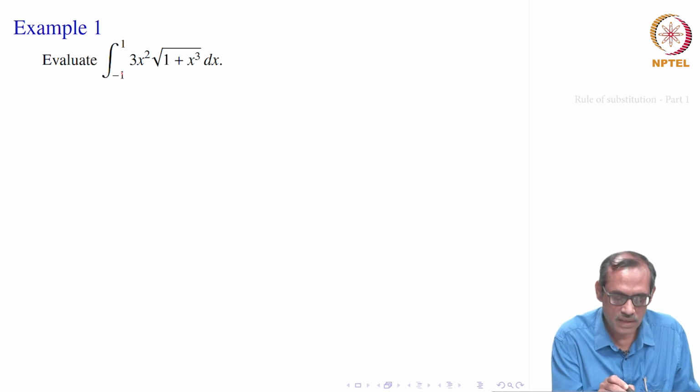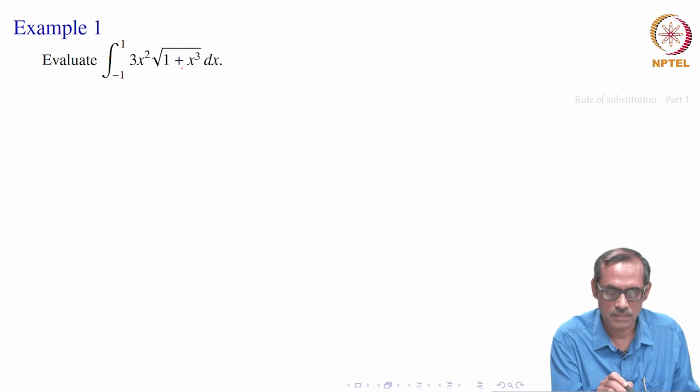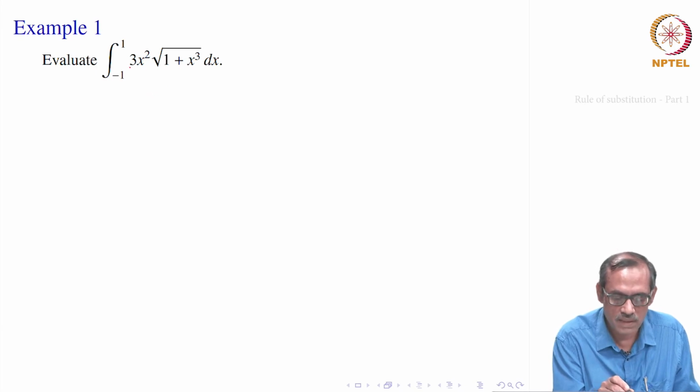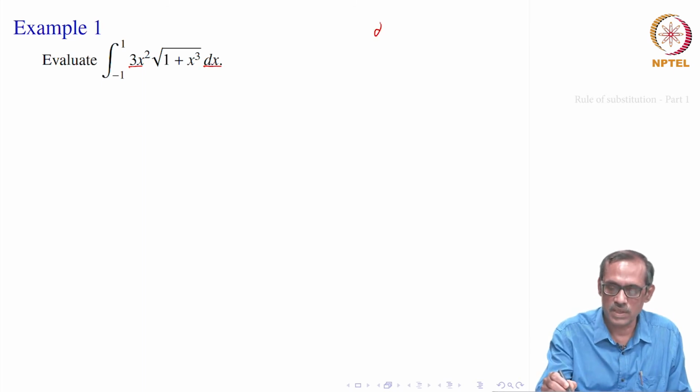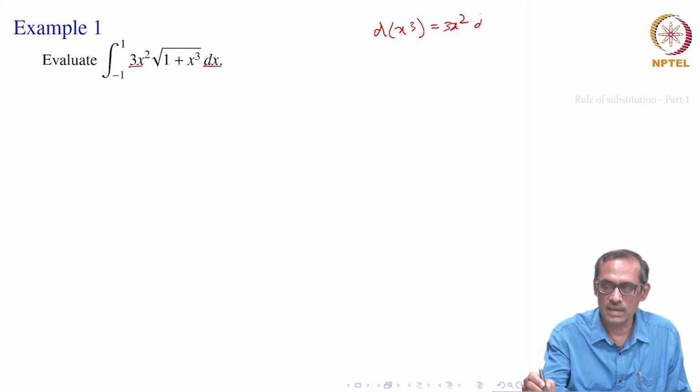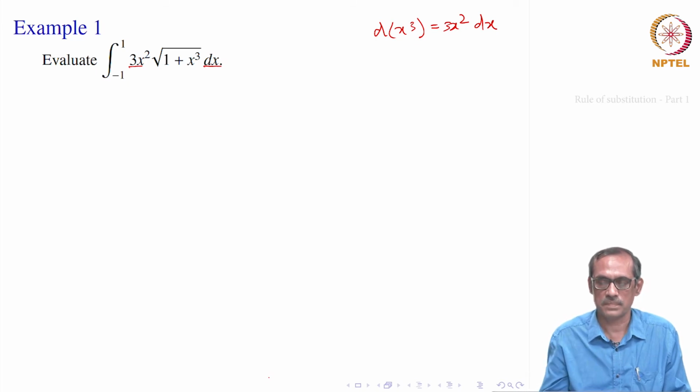So, you see here we have to evaluate the integral from minus 1 to 1 of 3x square root of 1 plus x cube dx. Now, it looks difficult to do, because we know only polynomials, x to the power something and so on, nothing more. But here what happens, 3x square dx is really the derivative of x cube, or the differential of x cube equals 3x square dx, right, d of x cubed by dx equals 3x square. So, now the differential is like this.